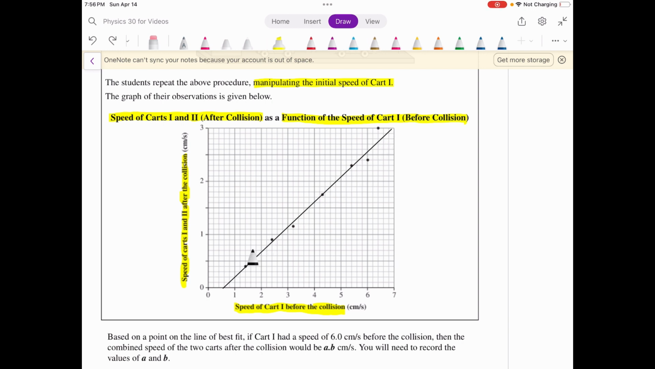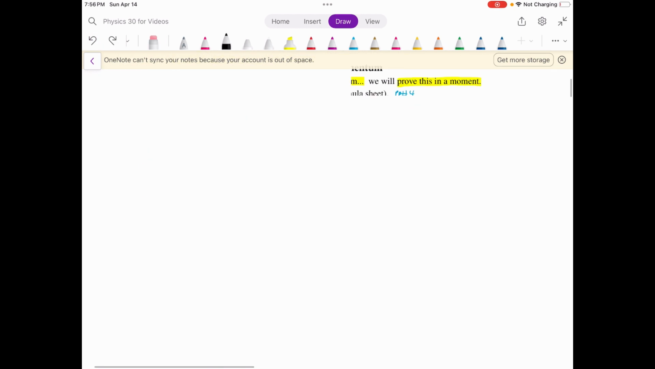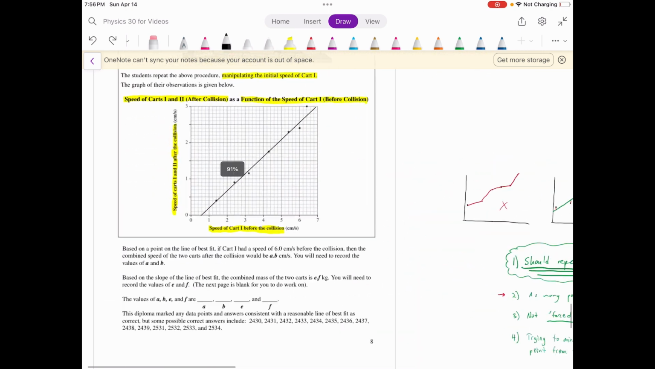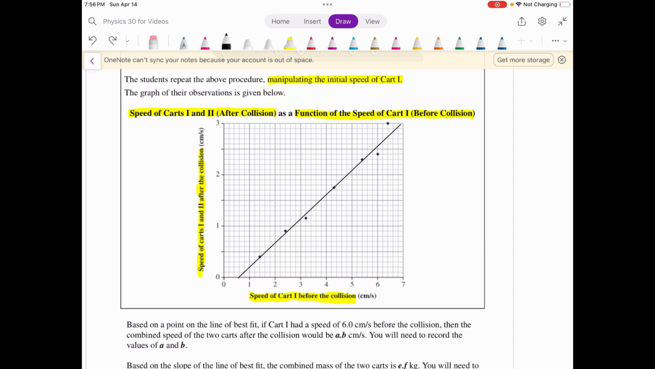Notice I did not force it through 0, 0 because that data definitely did not suggest that it was headed to 0, 0, right? If I were to try and force it through 0, 0, that doesn't look very good. It does not represent that data very well. So this is one where there's no reason for it to go through the origin there, okay?